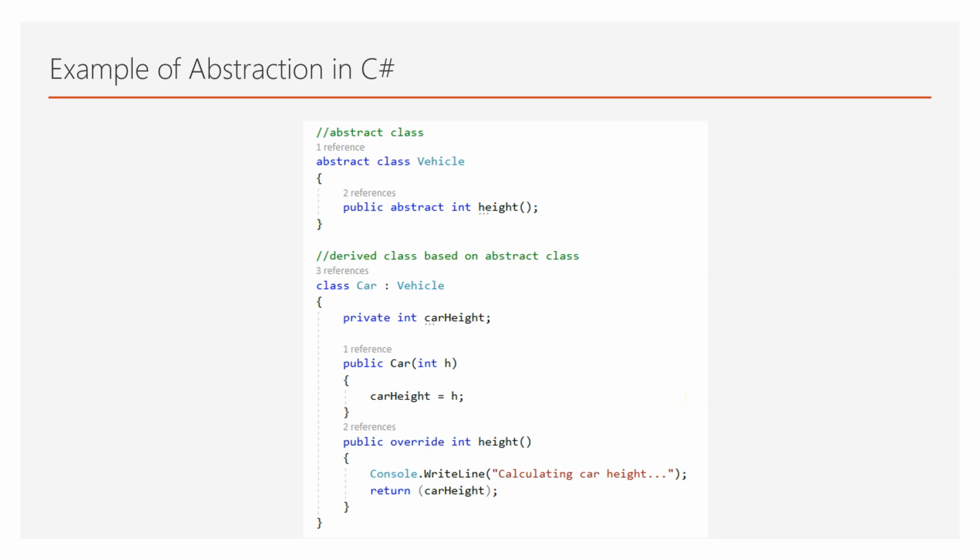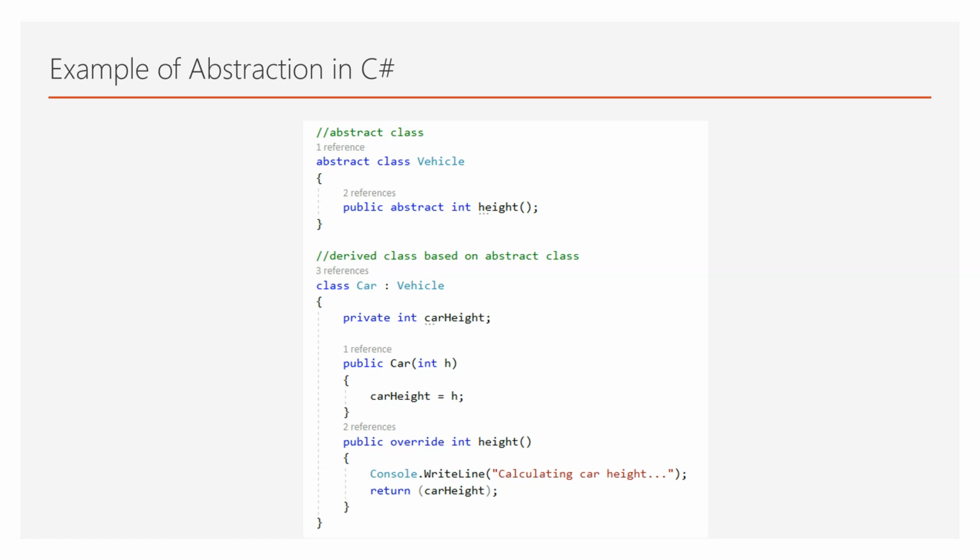So this is an example of abstraction in the C# programming language. As you can see, I have defined an abstract class, a vehicle class, and then I created a derived class based on the abstract class. So I have created a car that derives from vehicle. In this class, I have implemented more detailed stuff. For example, I have created a new function that overrides the existing function in my abstract class, the height function. And this way I implemented something using abstraction.